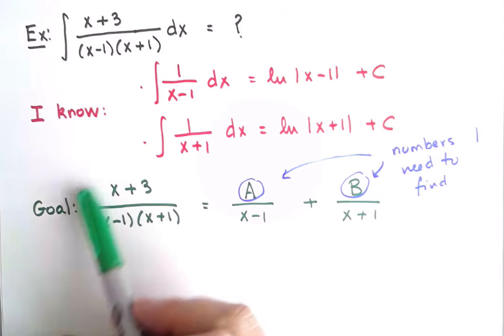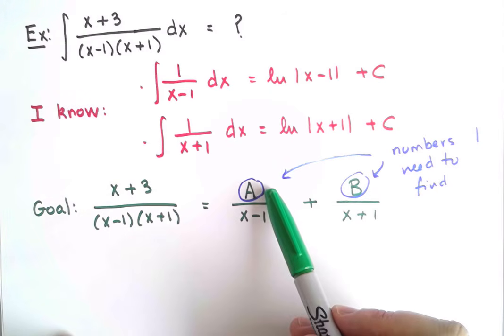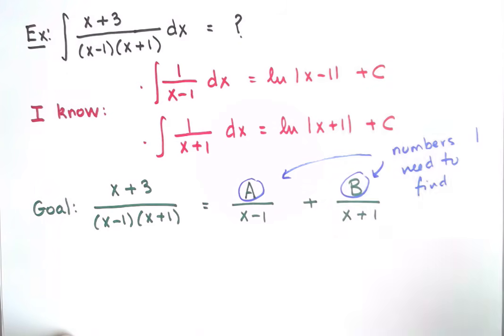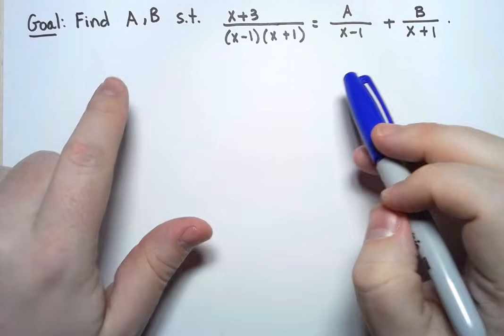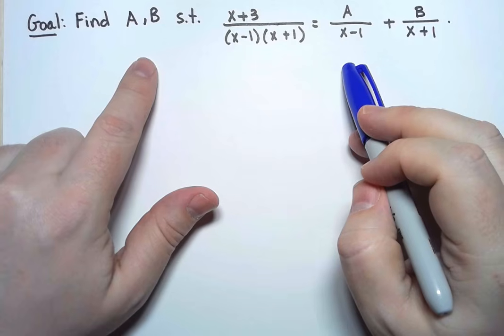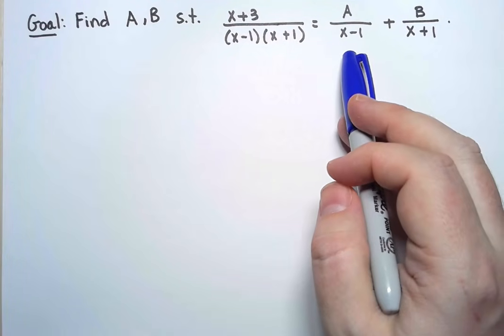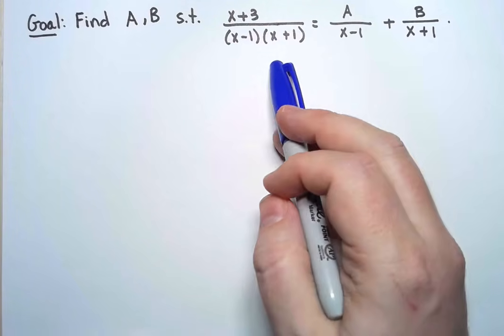Why? Because this is what I want to integrate, and this I'll know how to integrate no matter what this number is, and this I'll know how to integrate no matter what this number is. So let's do this in detail. How do I find out the values of a and b that satisfy this equation? I'm going to start by rewriting the equation. In particular, I'm going to reduce the right-hand side to common denominator so it looks like the left-hand side.